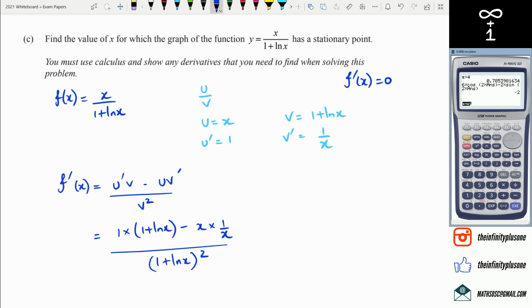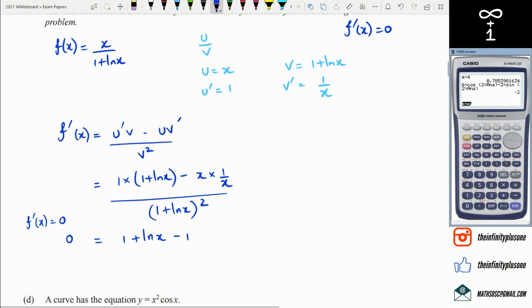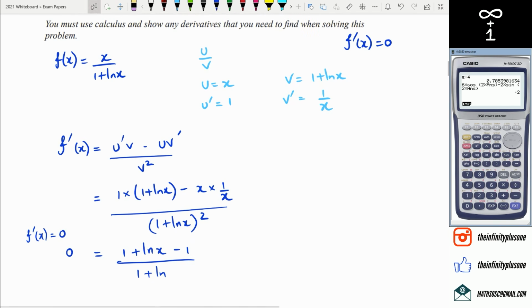Now we know that the gradient has got to equal 0, so because of that, I'm just going to do this slowly. Because gradient is equal to 0, I'm going to put the left hand side equal to 0. Now 1 times 1 plus ln of x is just 1 plus ln of x, and then x times 1 over x is just 1, and that whole thing is divided by 1 plus ln of x squared.